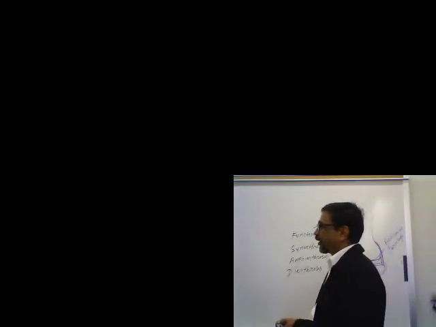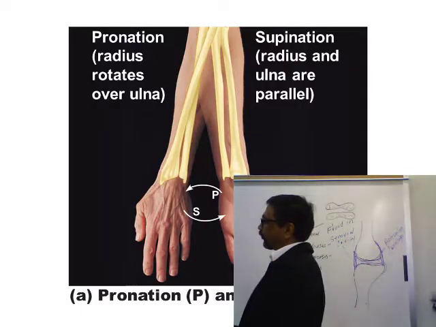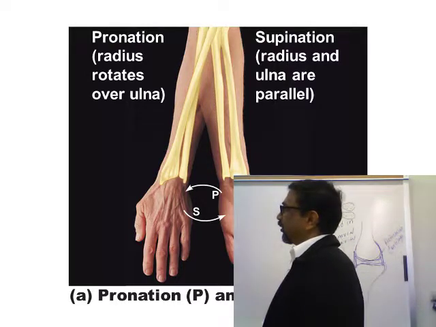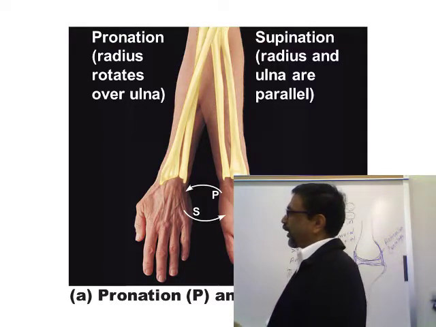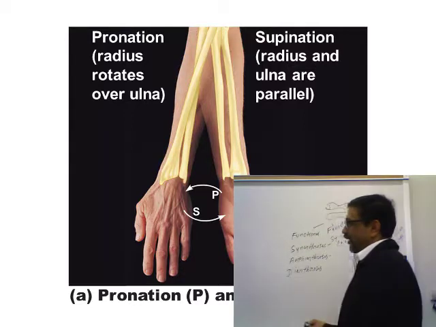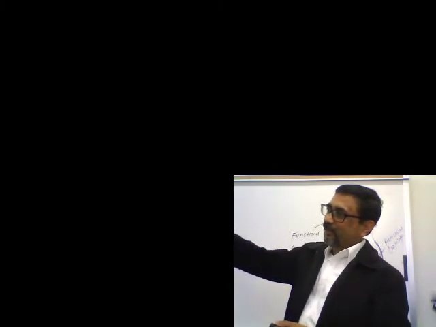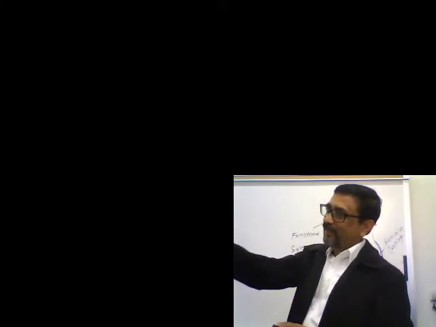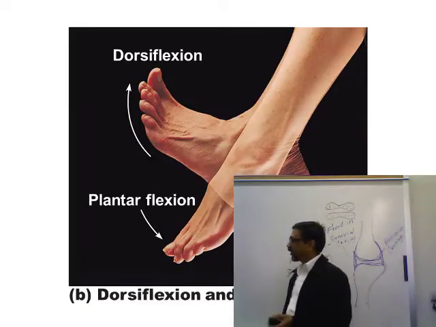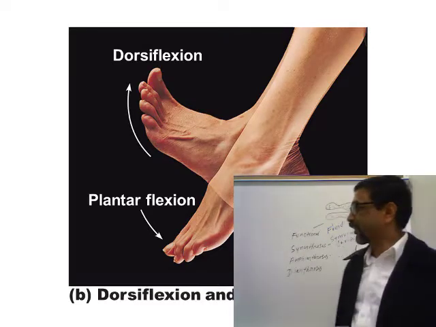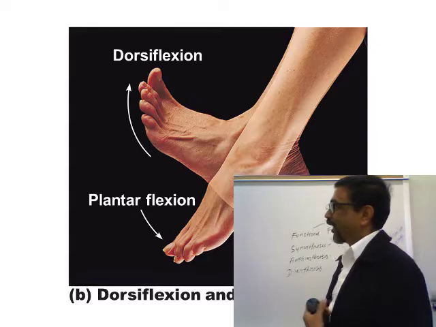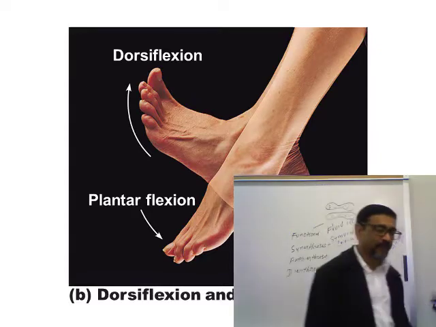You see here in pronation, what happens? The radius crosses over the ulna. So the movement is where you are ending. You see in this picture, supination, when you take your hand in supine position, that is supination. This is pronation. Dorsiflexion, plantar flexion, inversion, eversion, protraction, retraction, elevation, depression of mandible. Okay, so those are different types of movements.